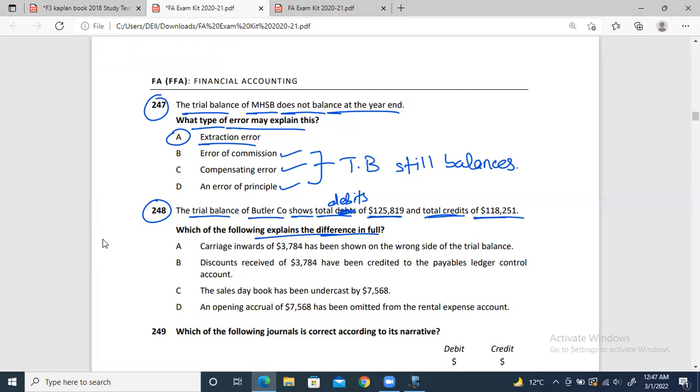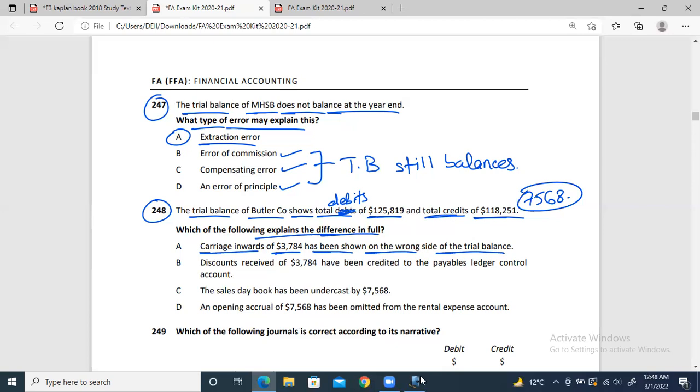Credit side. Now let's see what the difference is first of all. 125,819 minus 118,251. This is 7568. This is the difference. Now carriage inwards of 3784 has been shown on the wrong side of the trial balance, right? In this kind of question we have to use a trial and error method, right? We have to apply each and every option to the suspense account.